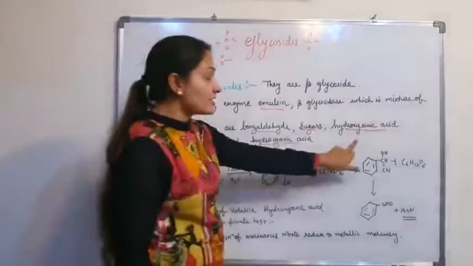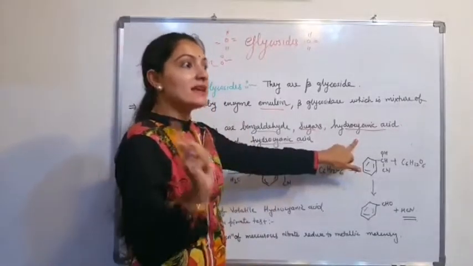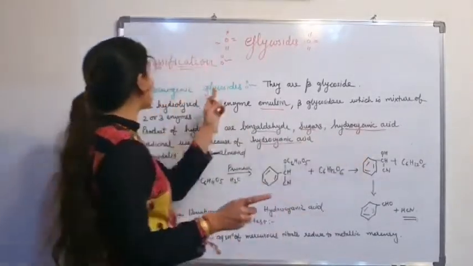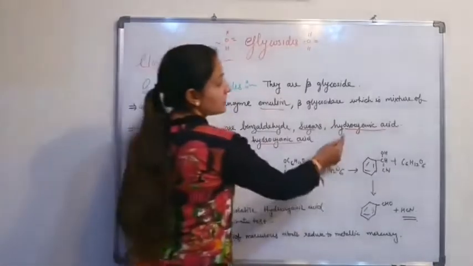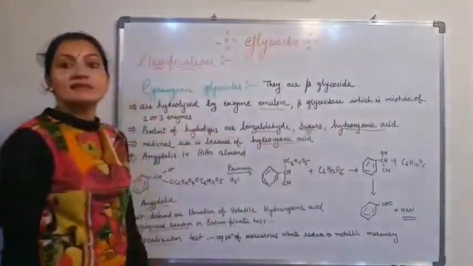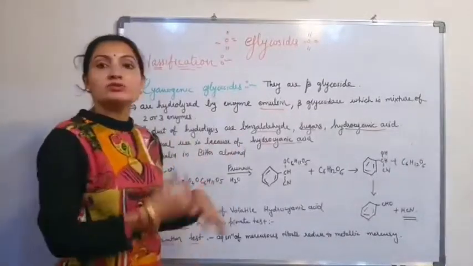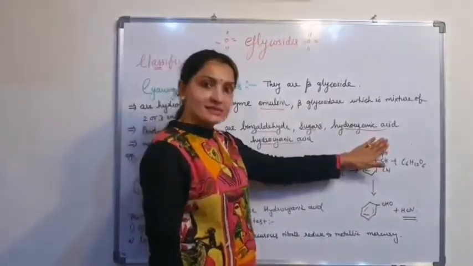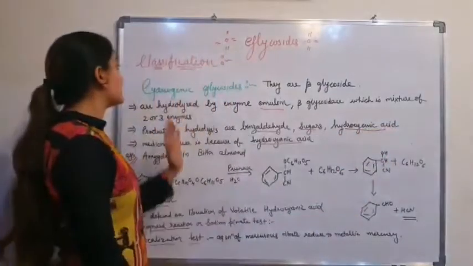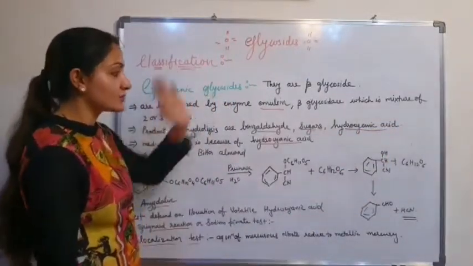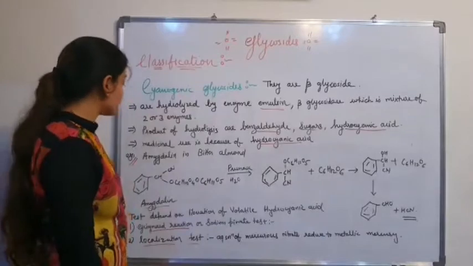Now, the hydrocyanic acid which is liberated at the end gives the name to this glycoside: cyanogenic glycoside. Because of the hydrocyanic acid which is liberated, it is called cyanogenic glycoside. The medicinal use is also because of hydrocyanic acid.